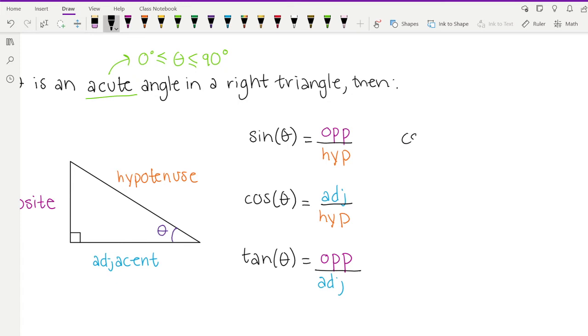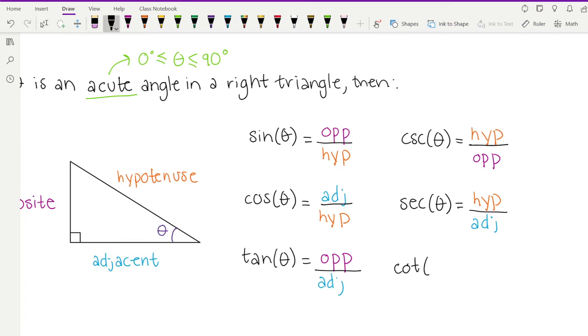So cosecant, that is the reciprocal of sine. And so if we're taking the reciprocal of sine, that means that it's going to be the hypotenuse over the opposite side. So we're just basically flipping each of these fractions over. And so similarly, secant is the reciprocal of cosine. And so when we flip that over, we get hypotenuse over adjacent. And then finally, cotangent is going to be flipping over tangent, and so that is going to be adjacent over opposite.